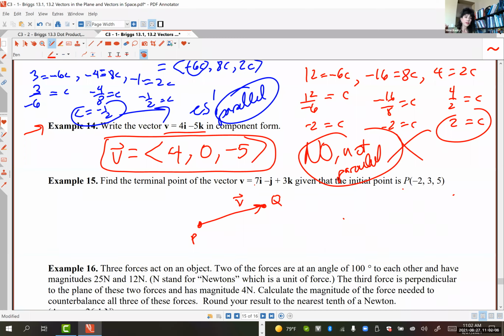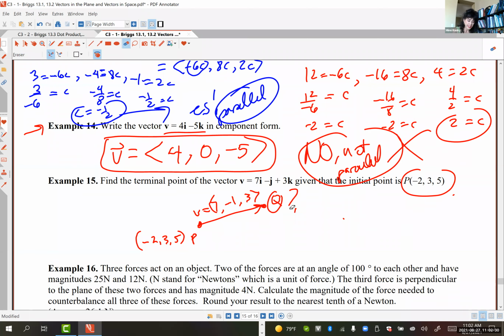But here, the reason why you have to retro engineer it is even though they're giving you the initial point's coordinates, -2, 3, 5, they're not giving you the Q terminal point. In fact, that's what they want you to give. They are giving you the V vector though, the PQ. I'm going to put it in component form, 7, -1, 3. So how do you get Q's coordinates? Because that's the problem. Find the terminal point.